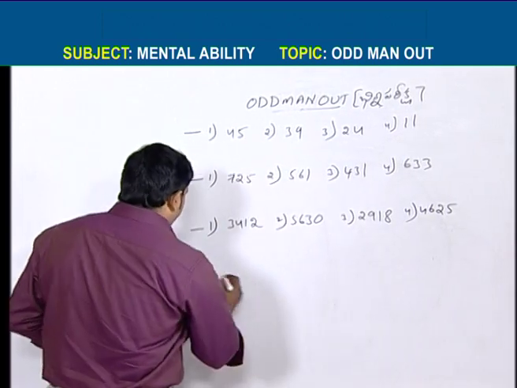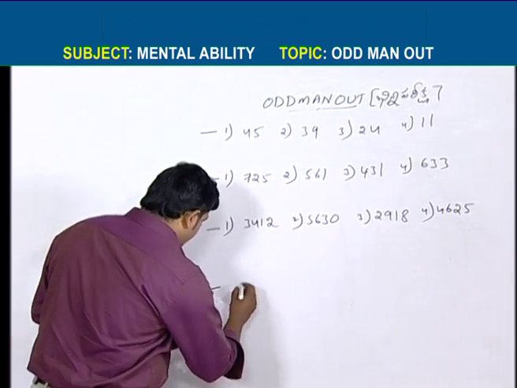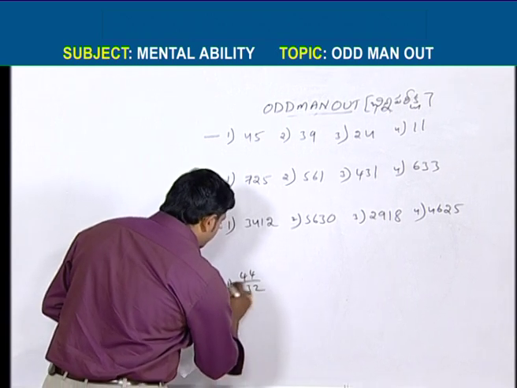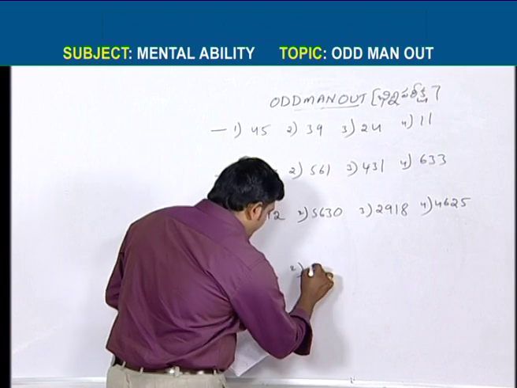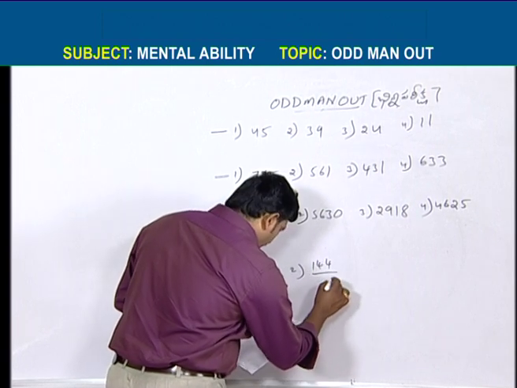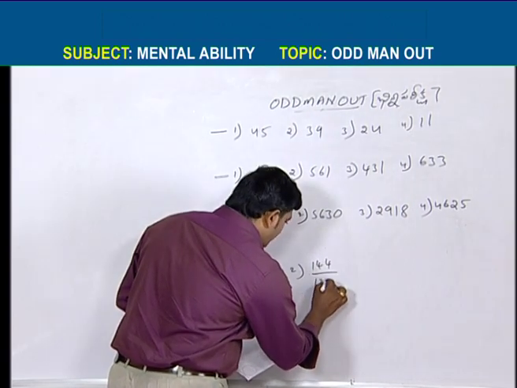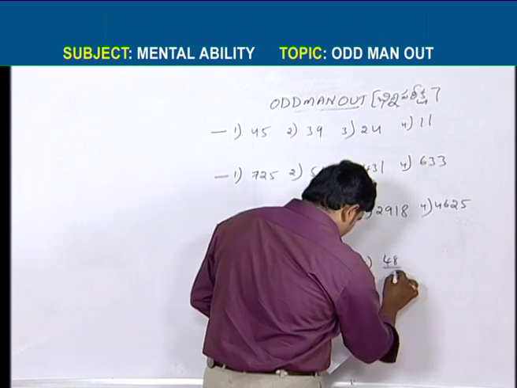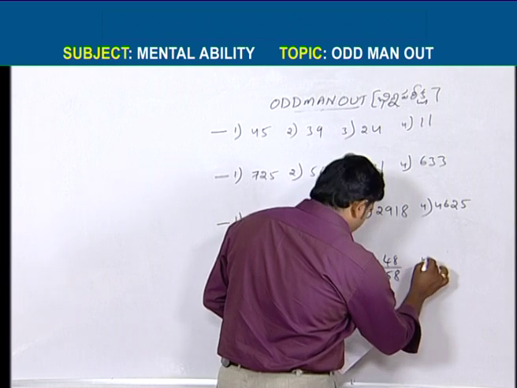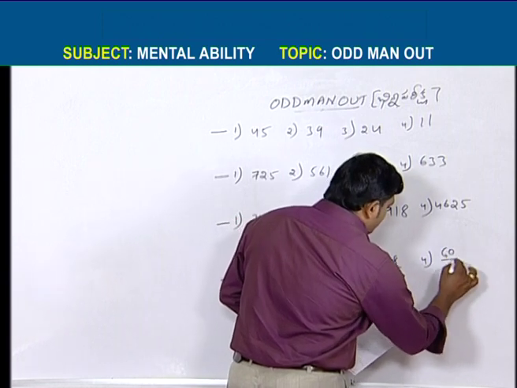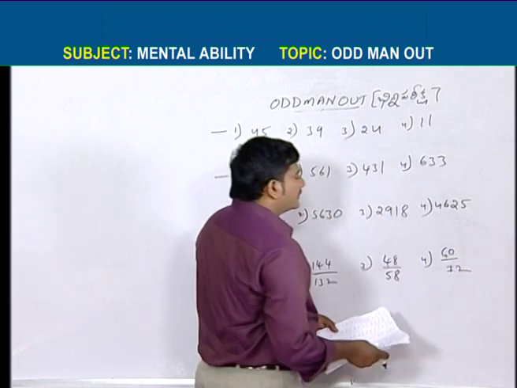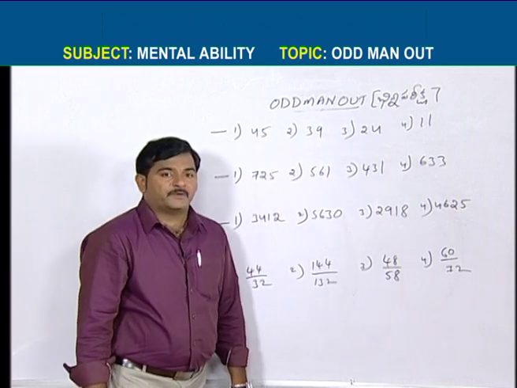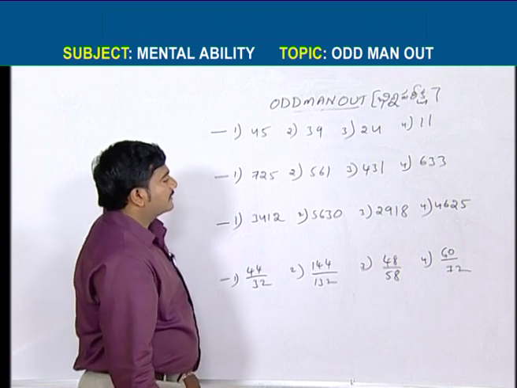Next question: first option is 44 by 32, second option is 144 by 132, third option 48 by 58, fourth option 60 by 72. These are some questions based on the number odd man out part. We will discuss them one by one.